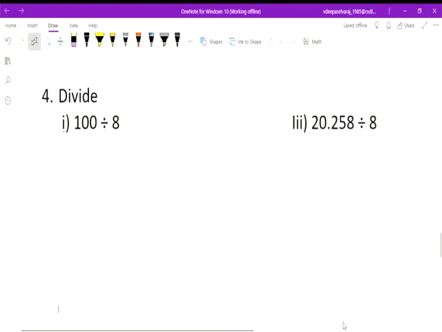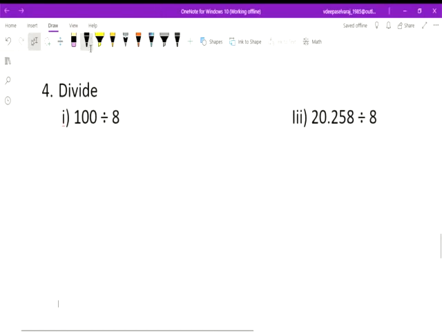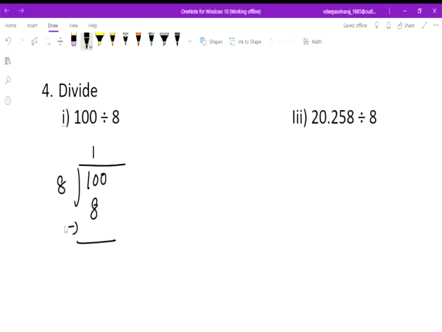Divide 100 by 8. First you take the first 2 digits. In 10, how many 8s are there? 1 eight. So 10 minus 8, what will you get, children? 2. Take the 0, the next digit. How many times does 8 go into 20? 2 times. 2 eights are 16. Now you subtract this, what will you get, children? 4. Okay, after that there is no digit there.